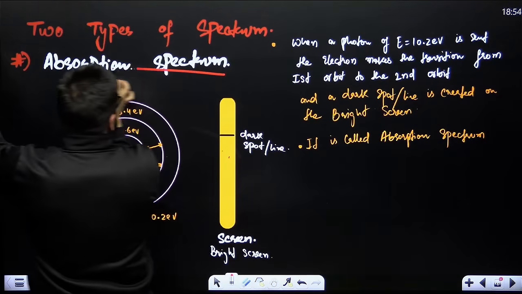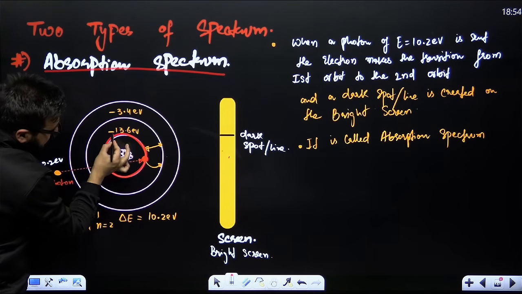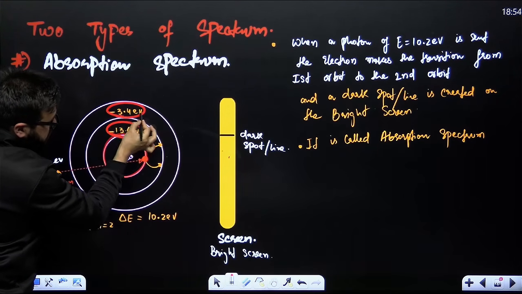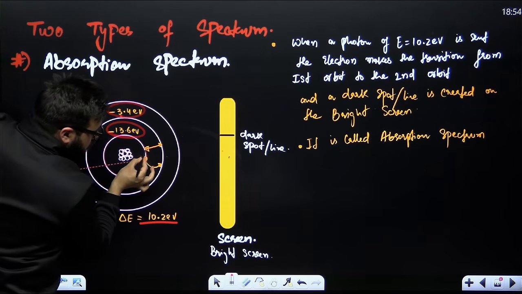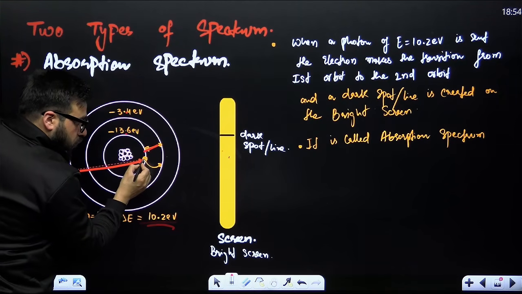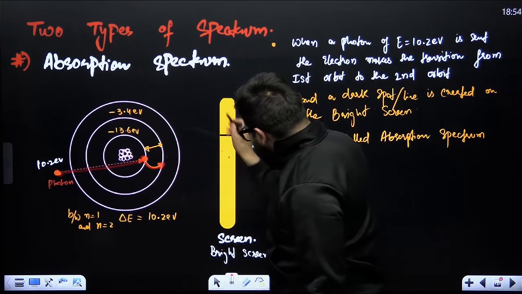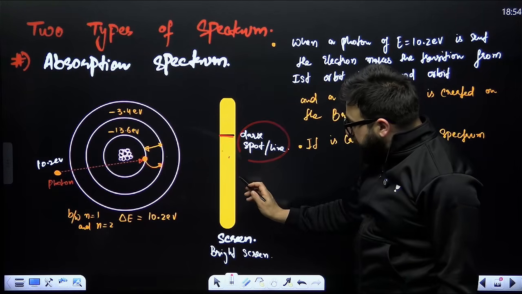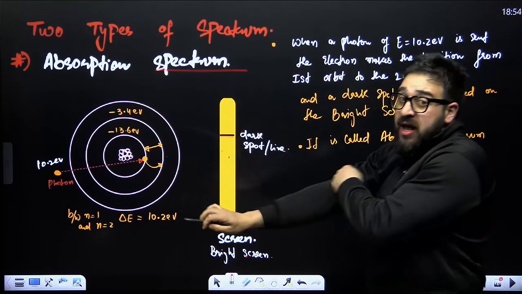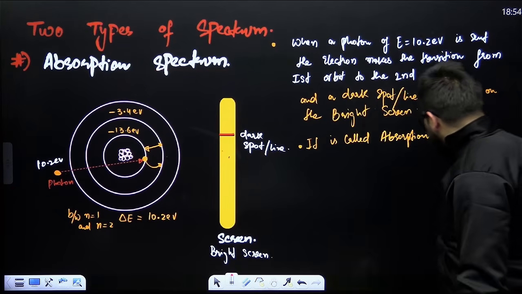Now my dear NEET aspirants, you have absorption spectrum. Listen to me very carefully. When an electron is revolving in the first orbit, the energy is minus 13.6, in the second orbit minus 3.4. So this gap is 10.2 electron volts. If you send a photon of 10.2 electron volts, the electron is going to absorb it and make the transition to the higher orbit. When it does, a dark spot is created on the bright screen. This is called absorption spectrum, because a photon has been eaten up by the electron. That's why the dark spot was created.